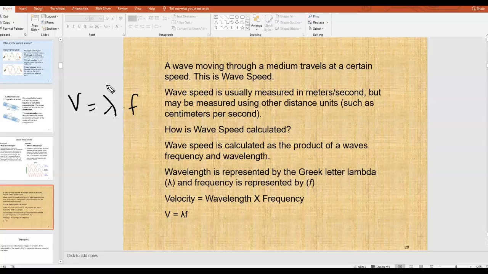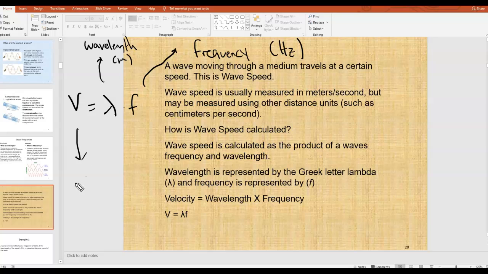Okay, now in the last video we talked about lambda, this upside down looking y thing. This is the symbol for wavelength. And remember, wavelength is measured in meters typically. It could also be in centimeters or millimeters, inches, feet. That is a unit of length. Lowercase f is the symbol for frequency. Remember, that is the number of waves passing a point per second. Okay, that's typically measured in hertz. That's Hz.